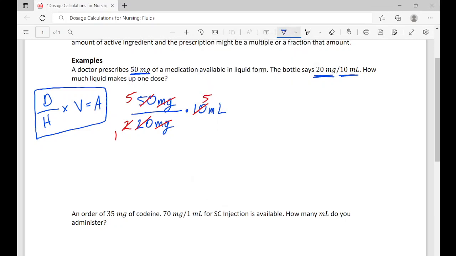And now we can just multiply. So 5 times 5 is going to be 25. Still have mL, so milliliter. And in the bottom we only have a 1. So here is our answer. How much liquid makes up one dose? 25 milliliters.